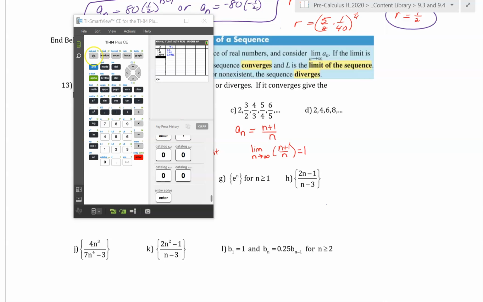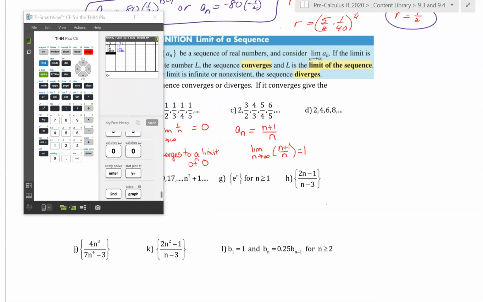So it might help if you use your calculator. Notice we have y equals the quantity x plus 1 over x, and I just looked at the table. So I'm trying to think of what would happen as n approaches infinity. So for large values, I started with 10, then 100, then 10,000. Notice that the sequence converges to a limit of 1.